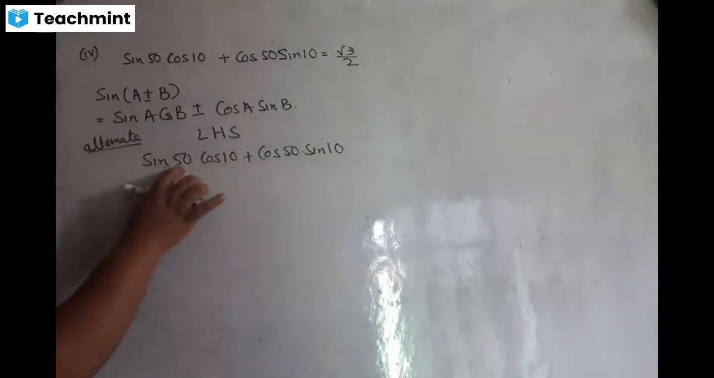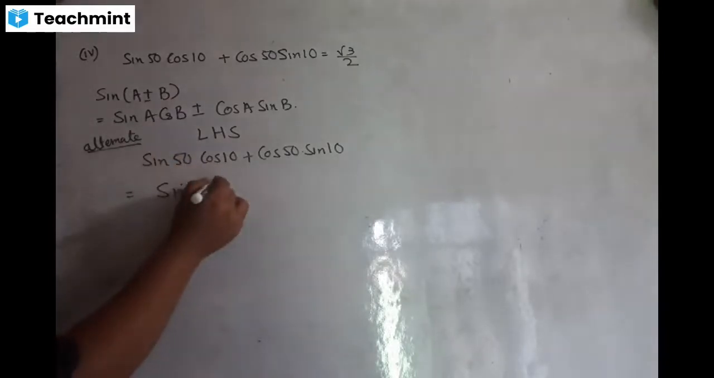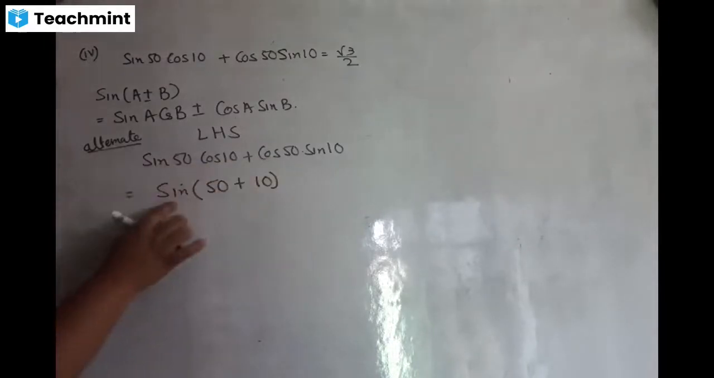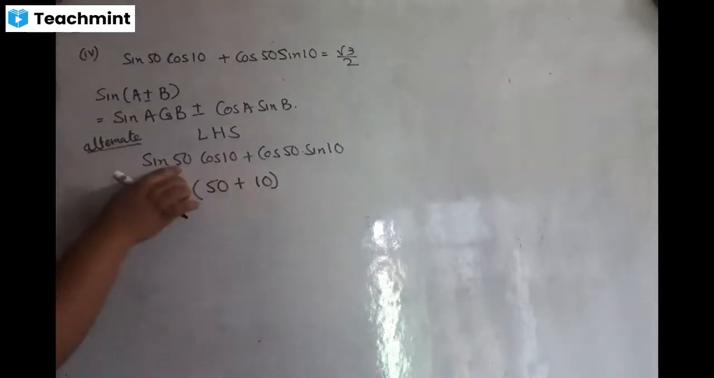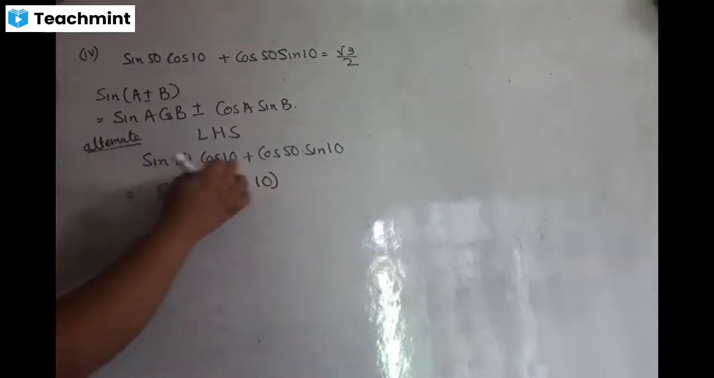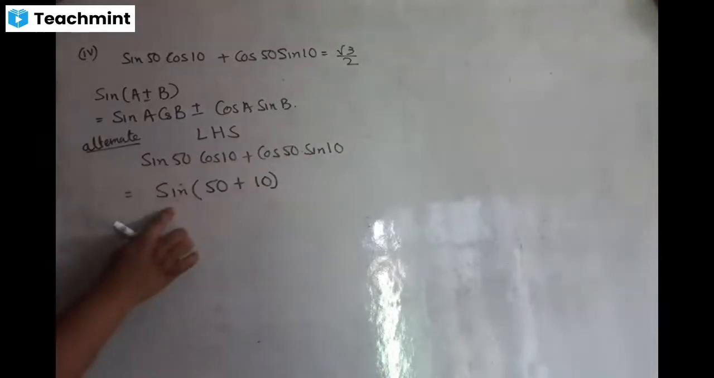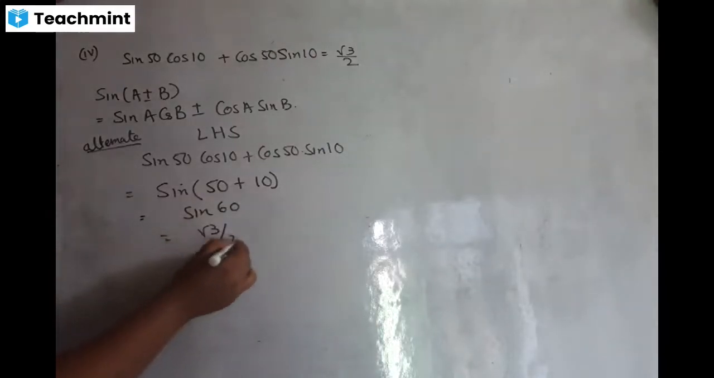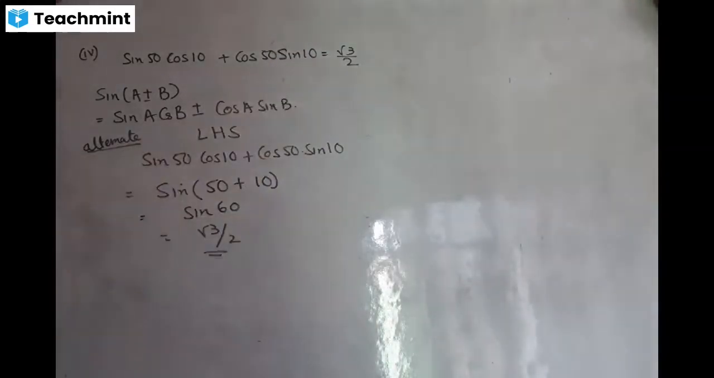Which one is your A? A is 50 and which one is your B? B is 10. So instead of this, I can write sine A plus B. That means this is nothing but sine A cos B plus cos A sine B, that is equal to sine A plus B, and that is equal to 50 plus 10 is 60, and the value of sine 60 is root 3 by 2. Hence proved. Left hand side equal to right hand side.